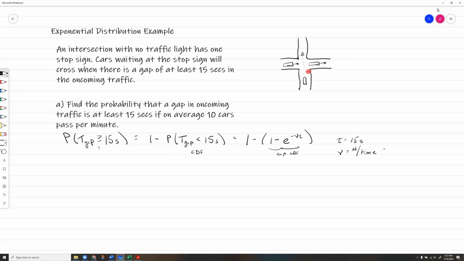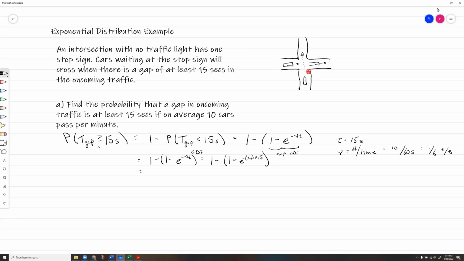So in this case, we're going to do 10 cars per minute, which would be 60 seconds. And that is essentially, we'll just call it 1/6 number per second. All right, now we can plug everything in. We get 1 minus e to the negative nu t. So let's do 1 minus e to the negative 1/6 times 15.